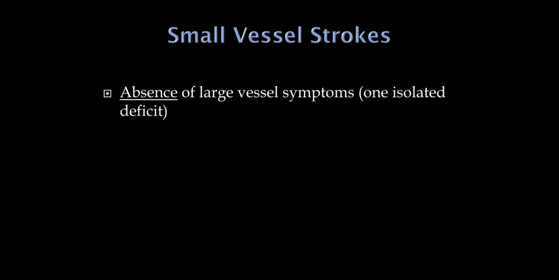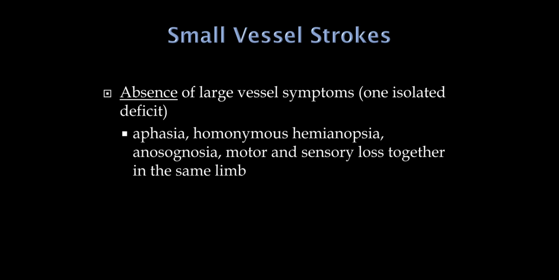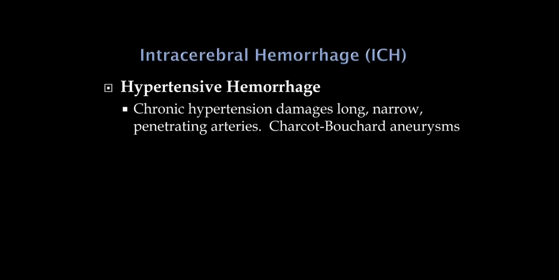Now, we've already been over the small vessel stroke syndromes, but I just wanted to contrast here that, remember, these small vessel or lacunar stroke syndromes, we tend to have just one isolated deficit. That's it. Hemiplegia, hemisensory loss, hemiballismus, for example. So we don't have all of the large vessel symptoms, which are the ones that we just went over. Aphasia, homonymous hemianopsia, anosognosia, motor and sensory loss together, which again is what we see with an MCA or an ACA stroke. And so they're very different, lacunar stroke syndromes.